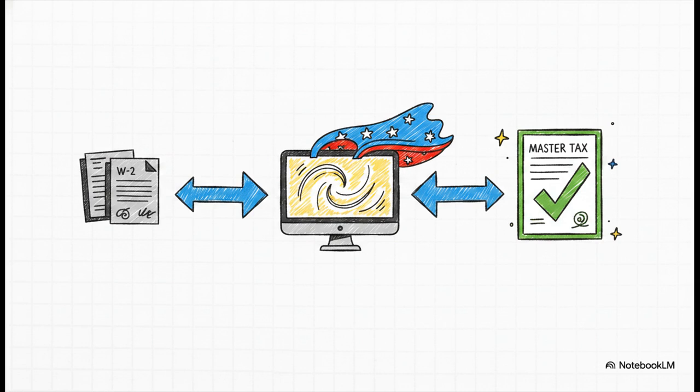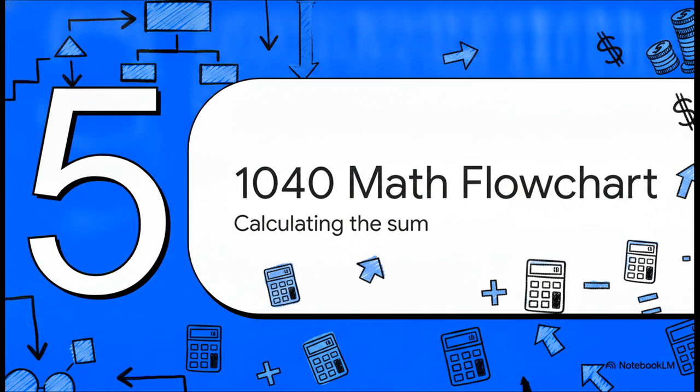You literally just answer some simple questions, punch in the W-2 numbers exactly as they appear on your screen, and boom, the system automatically fills out the entire complex Form 1040 for you. Section 5, the 1040 math flowchart, how the software actually calculates that final number.